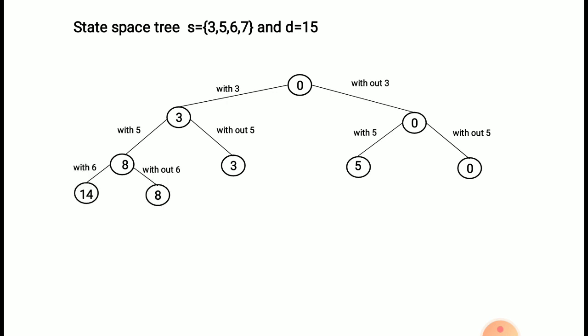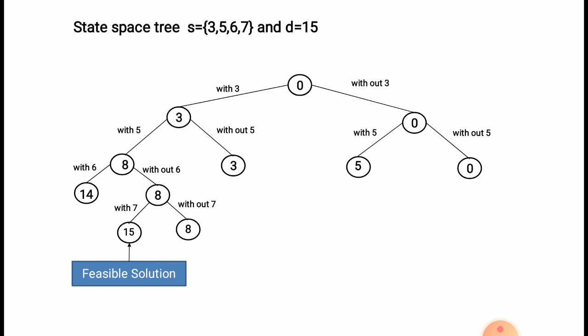Next for 8, if I consider the next element as 6, then the sum would be 14, without 6 the sum would be 8 only. For this 8, if I take the element 7, with 7 the result will be 15, without 7 the result will be 8. So here itself we get our feasible solution, because our d value was 15, so 15 equals 15. This is one of the feasible solutions that we got, with the subset values 3, 5, 7.